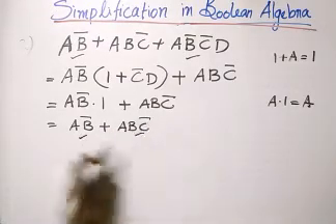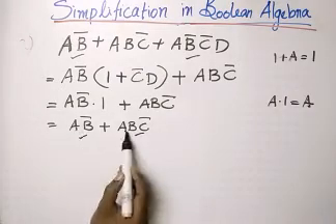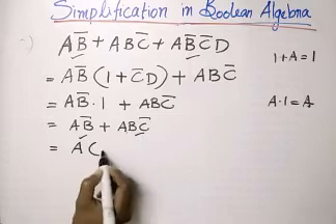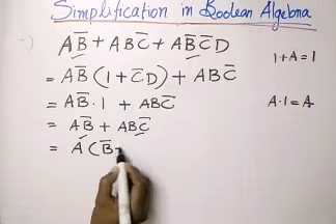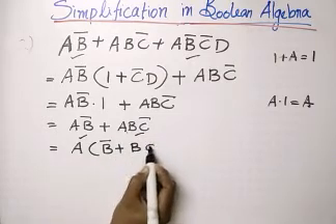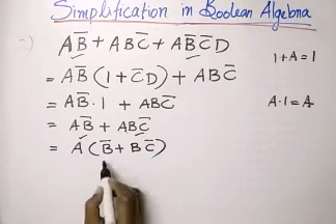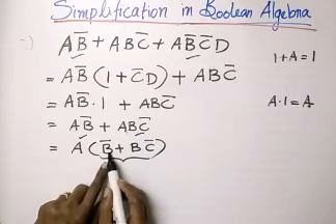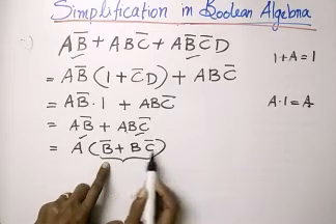Comparing these two terms, you can see that A is common and I am taking A outside. A into (B' or BC'). Okay, here consider this term: B' or BC'.